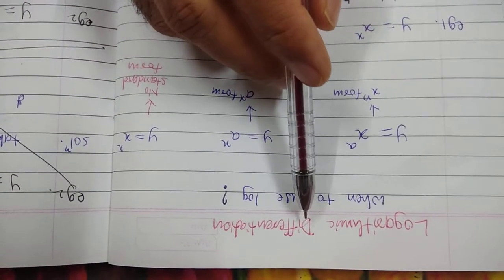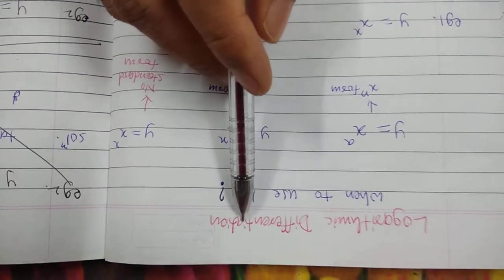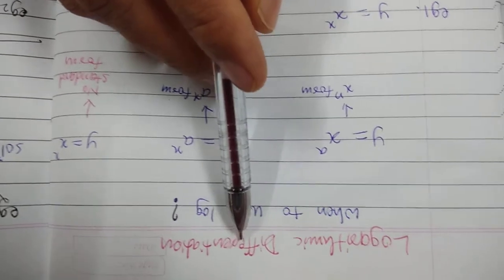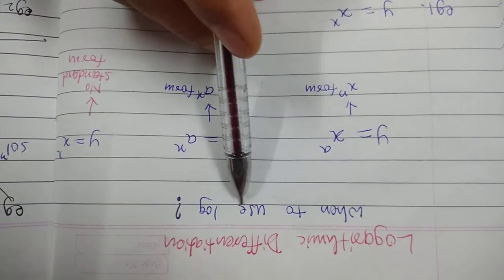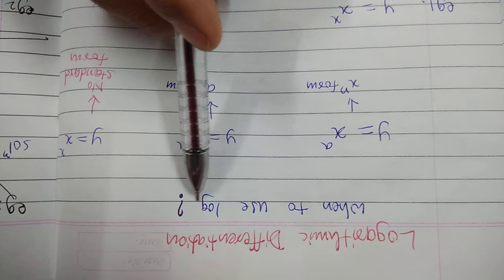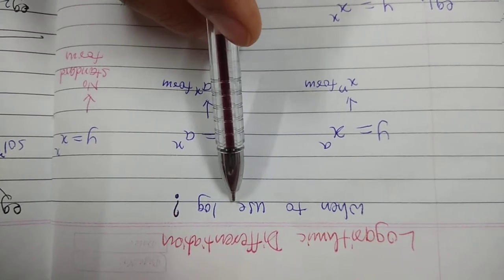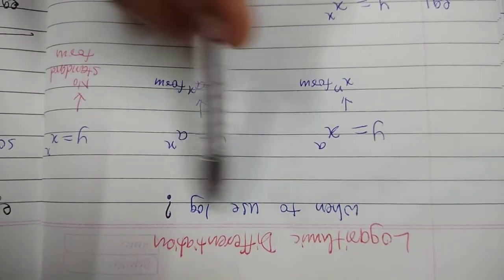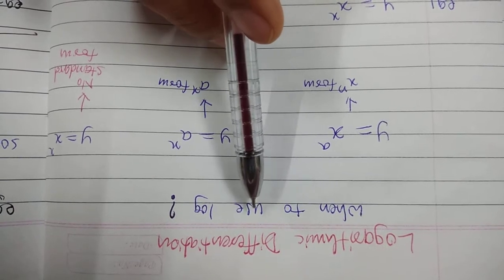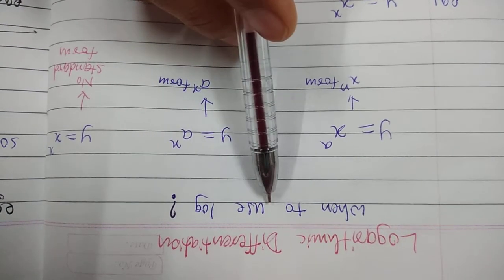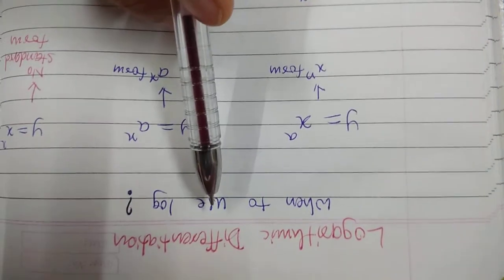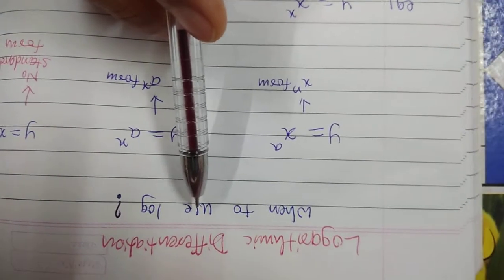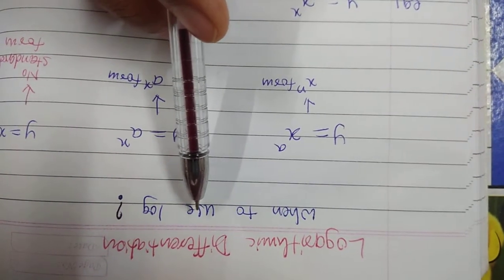So this is our next type, logarithmic differentiation. Okay, so I have written here when to use log. So in our previous video, if you remember, we had taken log on both sides. So there are some problems where we have to take log on both sides. So in this exercise we will see such problems, and you will come to know where we have to take log.